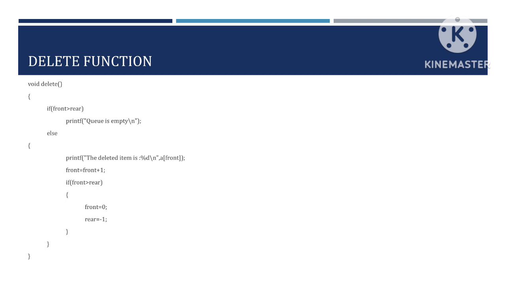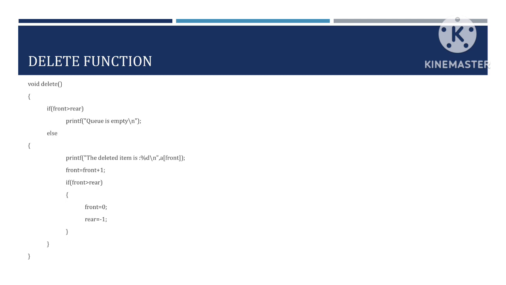So now you can see the delete function. The function name is delete. This is also a no argument, no return type function. So first of all, to check whether the queue is empty or not, in the if condition, we write front is greater than rear. If front is greater than rear, that means queue is empty. If this is true, it will return back to the main function. Else, in the printf section, it will print the front position value of the array.